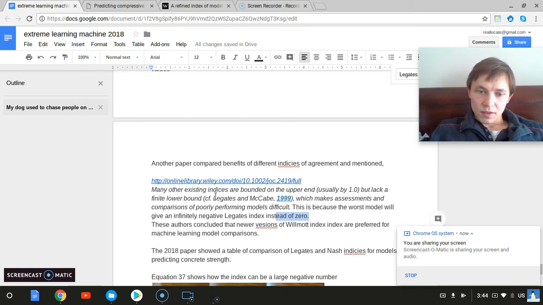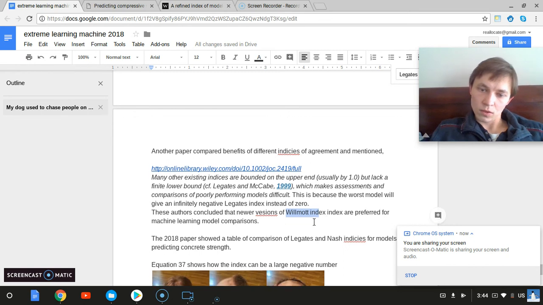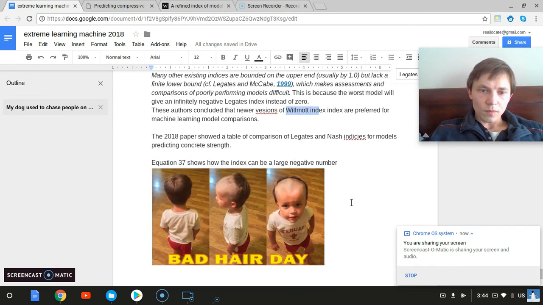So the authors that compared different indices in the climatology paper concluded that newer versions of the Willmott index are preferred for machine learning model comparisons, because the Willmott index goes from 0 to 1. So the worst model is going to be 0, and the best model is 1, which is intuitive as well. The 2018 paper showed a table of comparison of Legates and Nash indices as well as Willmott for models predicting concrete strength.